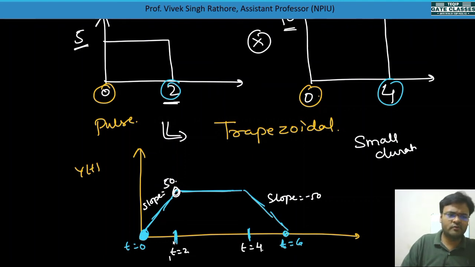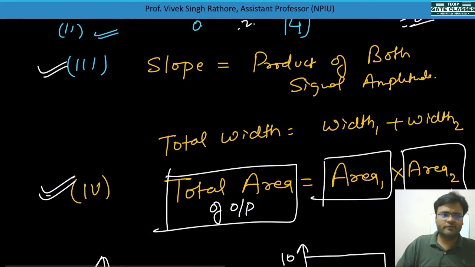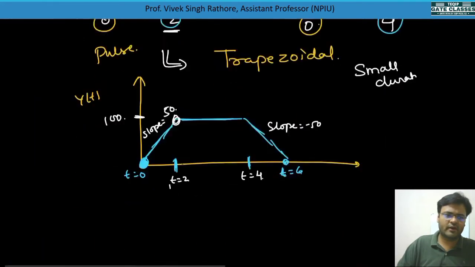See, for t is equal to 1, the slope is increasing by 50. So for t is equal to 2, it will go to 100 definitely. So its value is 100. Now you have calculated almost every value. So here also the same thing happens. This total width plus this width is equal to the total width, this area into this area is equal to the total area, and this into this product will be the value of slope, and everything apart from the triangular pulse, the conclusion which we have drawn from here, we are getting here also.